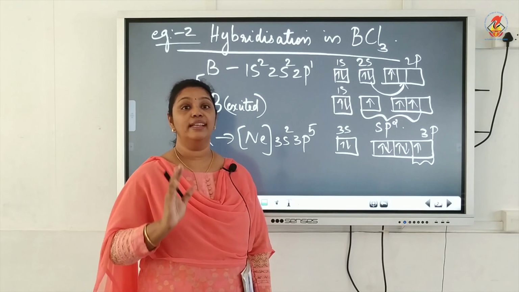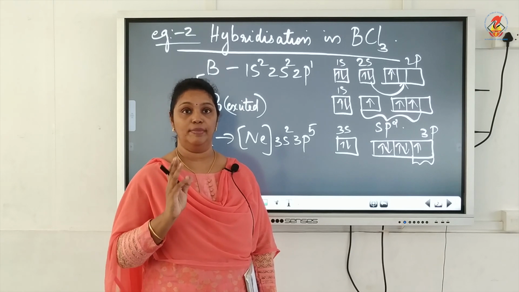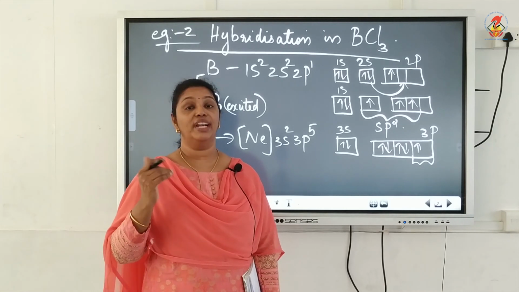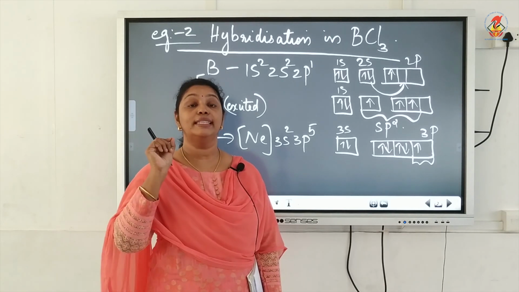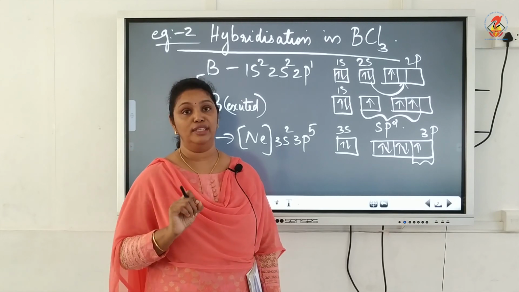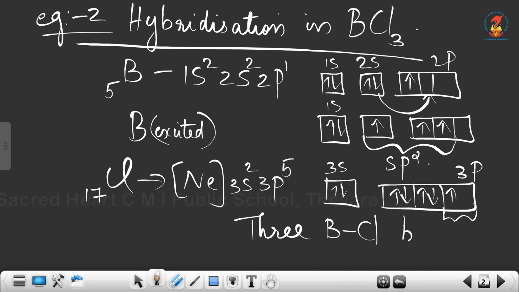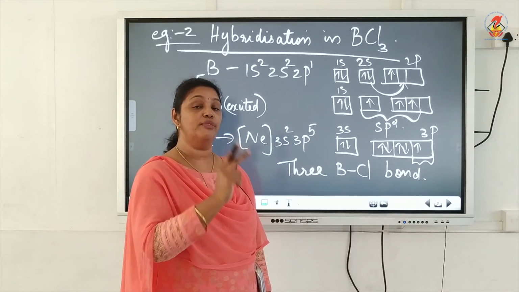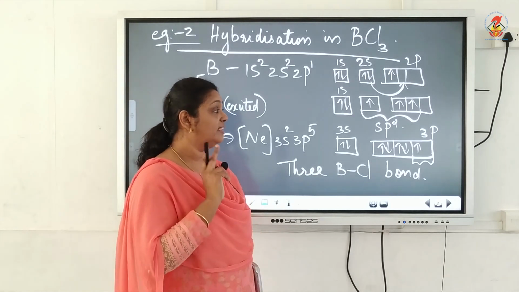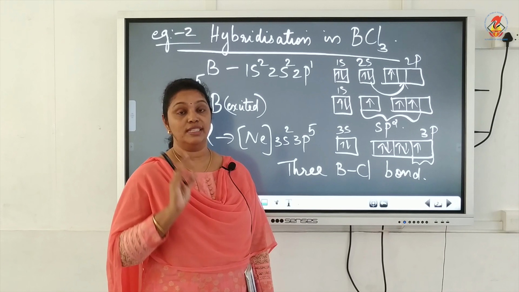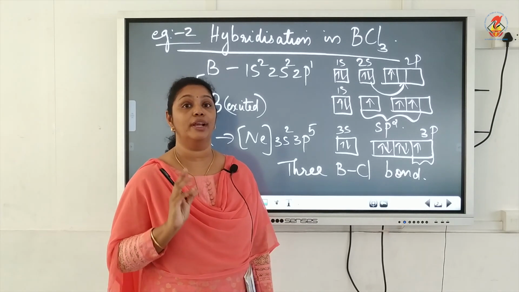The three sp2 hybrid orbitals on the boron atom will overlap with the half-filled 3p orbital of chlorine to form three B-Cl bonds, and they are sigma bonds. So in this case the overlapping of the sp2 hybrid orbital is with the half-filled 3p orbital of chlorine, because it is the formation of BCl3, boron trichloride.